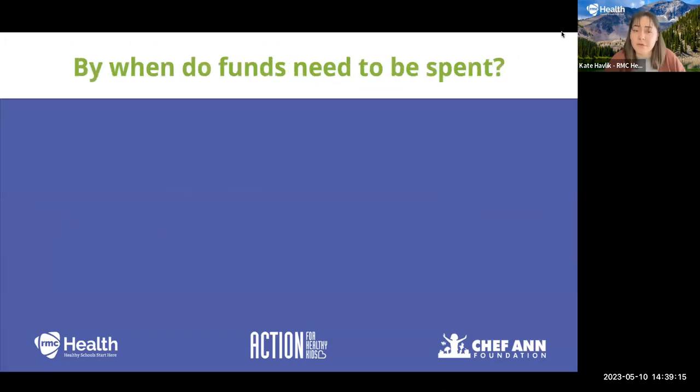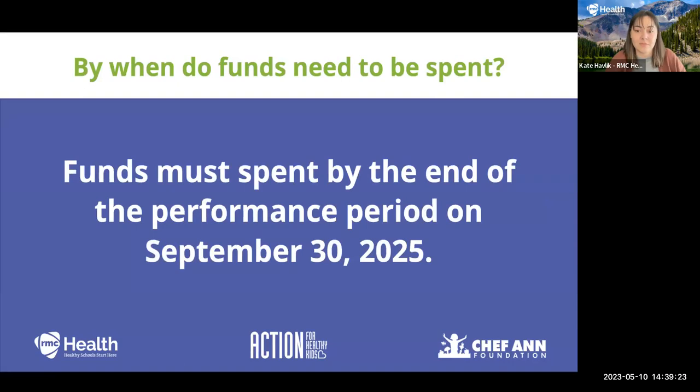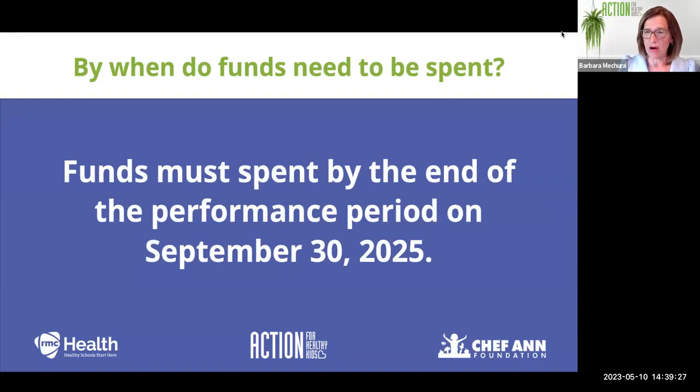I'm sure many folks present are curious about our next question. Barb, by when do all funds need to be expended? Great question. So funds must be spent during the performance period of August 1st, 2023 through September 30th, 2025. It's really a nice attribute of this grant, especially if the school food authority takes our advice and layers their grant application to optimize their total award of up to $150,000.